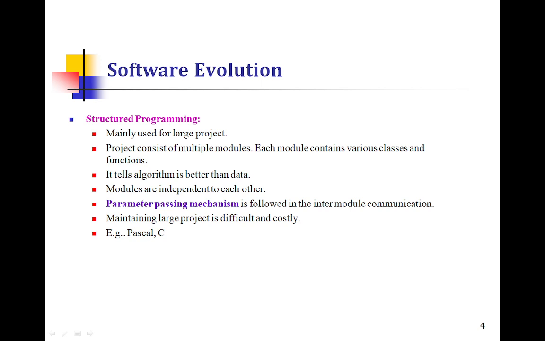Then parameter passing mechanisms are followed for intermodule communication. As I have discussed earlier, if there is a dependency among more than one module within the project, then we can go for a parameter passing mechanism. Maintaining a large project is difficult and costly. That's why we go for using procedural, structured oriented programming.